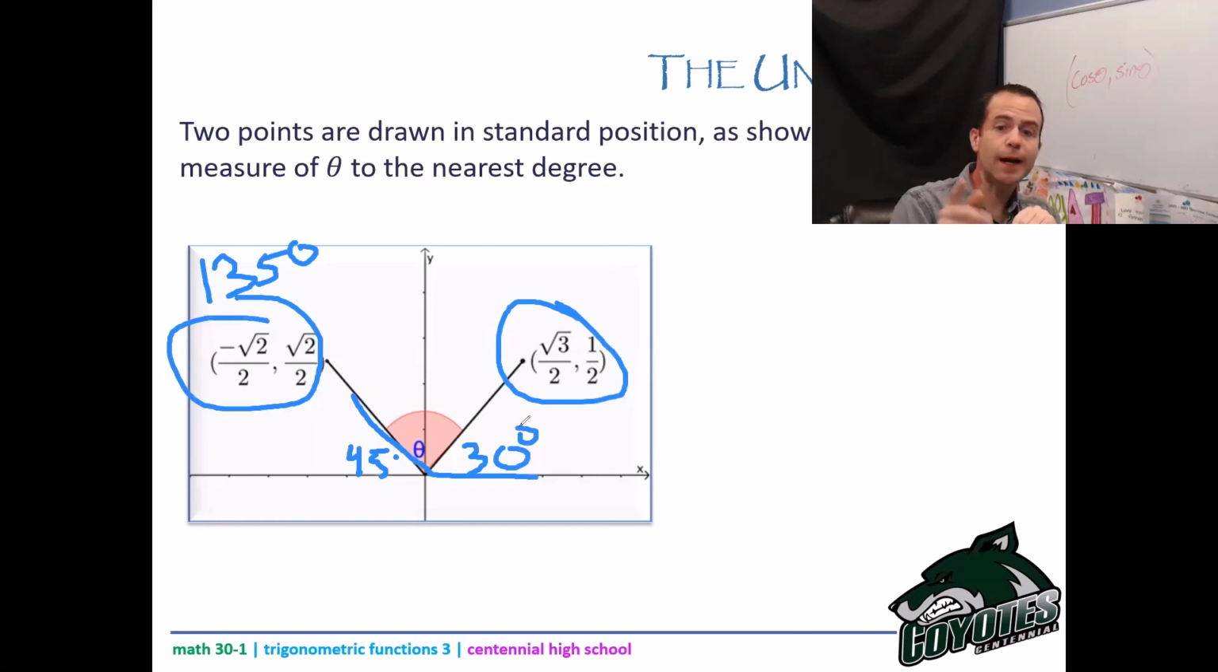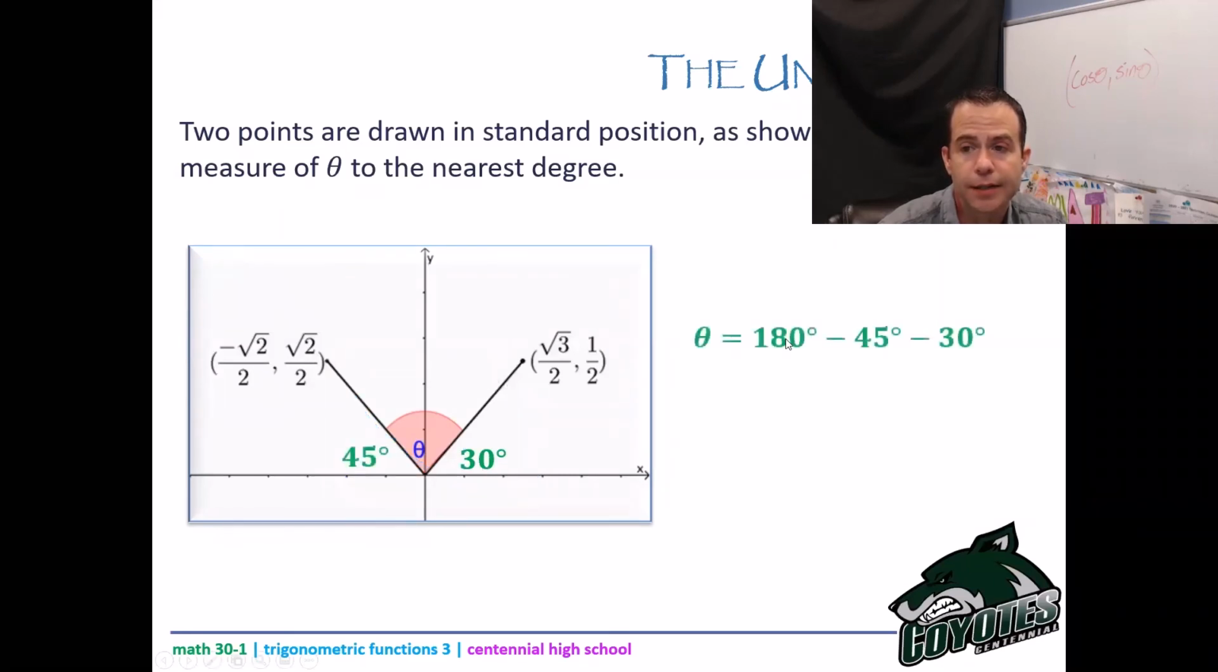Okay, so if I want the pink theta there, either I could go 135 minus 30, or some kids like to go 180, because I know this whole thing here is 180, minus the 2 reference angles. It doesn't matter, you're going to get the same answer either way, okay? So no matter how you look at it, you should get an answer of 105 degrees, okay?